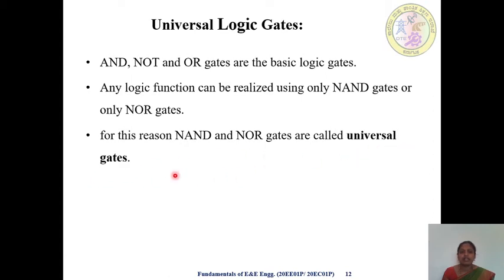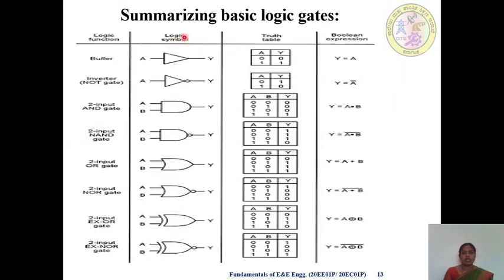So NAND and NOR gates are called universal gates because any logic function can be realized using these gates. And the AND, NOT and OR gates are called basic logic gates. This is summarizing the basic logic gates. So this is the logic function, and these are the logic symbols, truth tables and Boolean expressions.